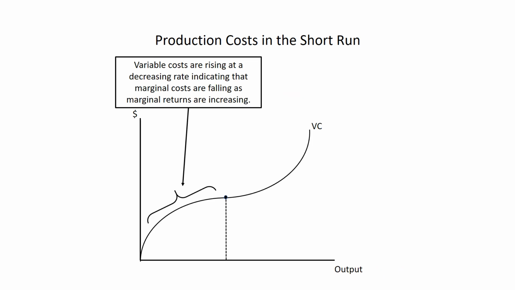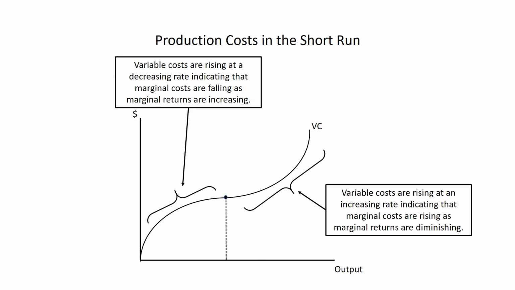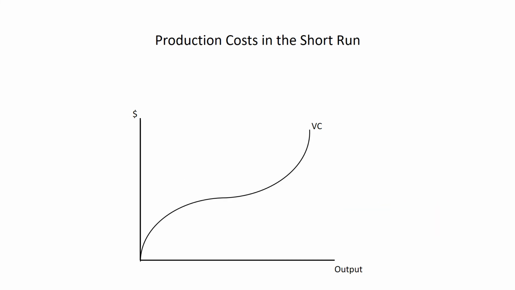Here then is a complete picture of our variable cost function. Notice that in the beginning, variable costs are rising at a decreasing rate, indicating that marginal costs are falling as marginal returns are increasing. And in this segment of the variable cost function, variable cost is rising at an increasing rate, indicating that marginal costs are rising. And that's because marginal returns are diminishing. And there's the complete variable cost function without all the flotsam and jetsam. And there's the fixed cost function.